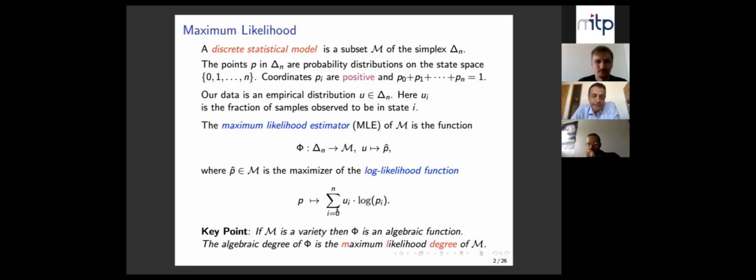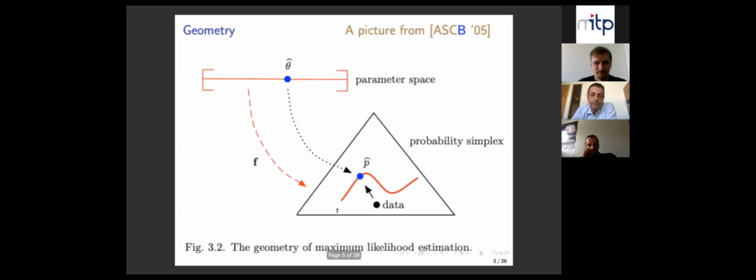Now, in algebraic statistics, these models are usually described by polynomial equations. So they are the positive points on some variety. If M is such a variety, then phi is an algebraic function. That is to say, its graph is a semi-algebraic set. And the algebraic degree of this function is called the maximum likelihood degree, or ML degree, of the model. So the ML degree is the number of complex critical points for generic data vector u, and that's an intrinsic invariant of any algebraic discrete statistical model.